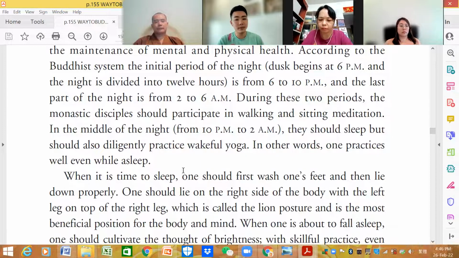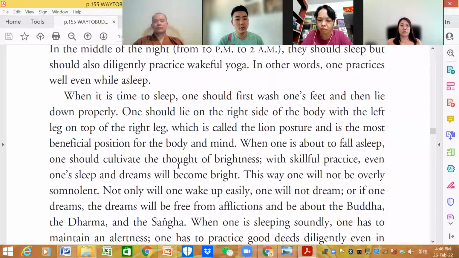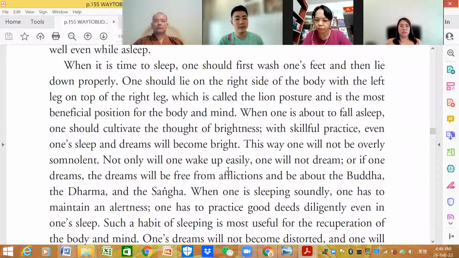When it is time to sleep, one should first wash one's feet and then lie down properly. One should lie on the right side of the body with the left leg on top of the right leg. This is called the lion posture and is the most beneficial position for the body and mind. When one is about to fall asleep, one should cultivate the thought of brightness. With skillful practice, even one's sleep and dreams will become bright.